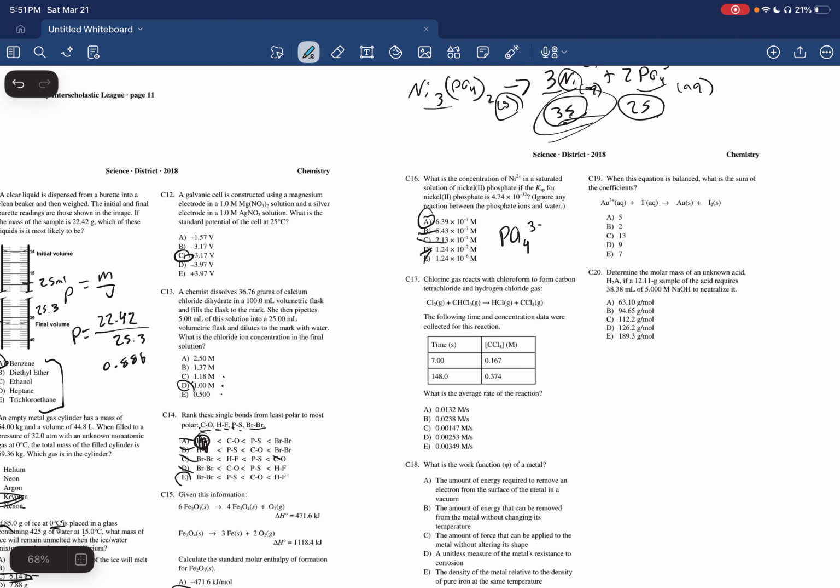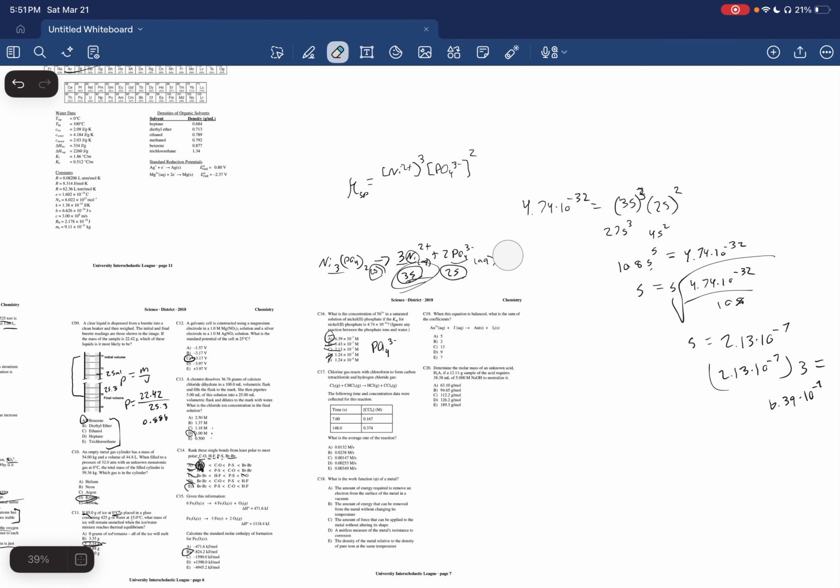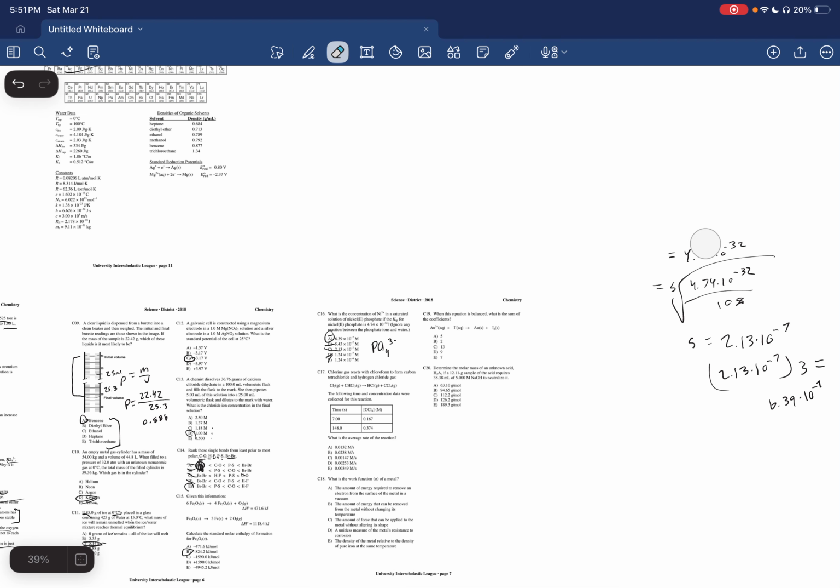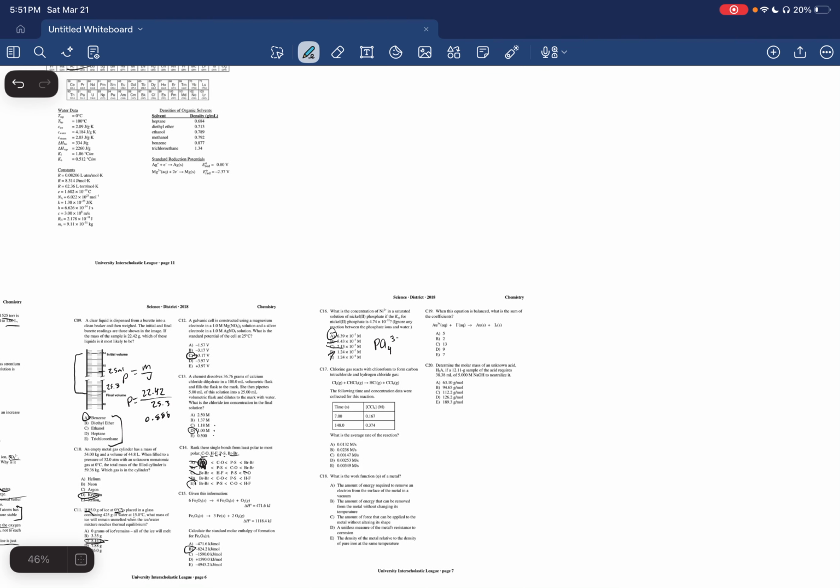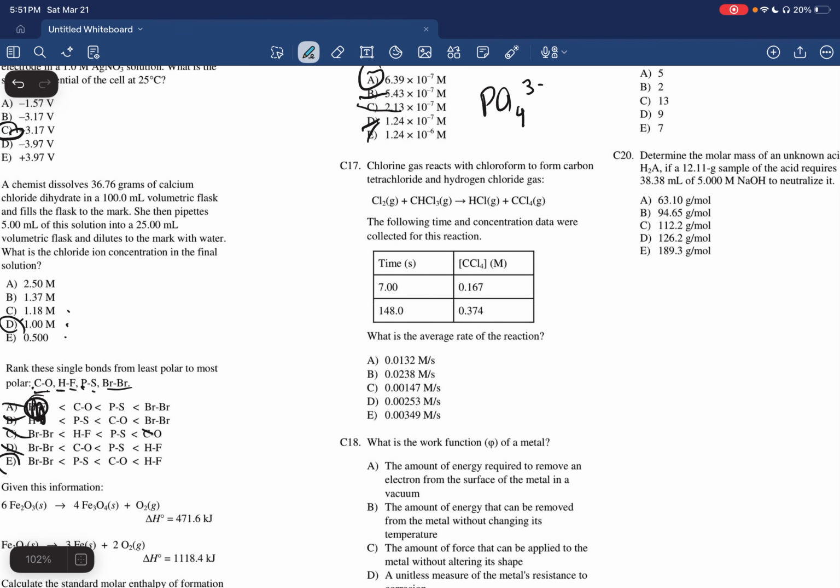Okay, so it's just a dissociation thing. You need to know how to write your Ksps, and you need to know how to write the dissociation of a solid. But moving on. Question 17 says chlorine gas reacts with chloroform to form carbon tetrachloride and hydrogen chloride gas in this equation. The following time and concentration data was collected from this reaction. What is the average rate of this reaction?